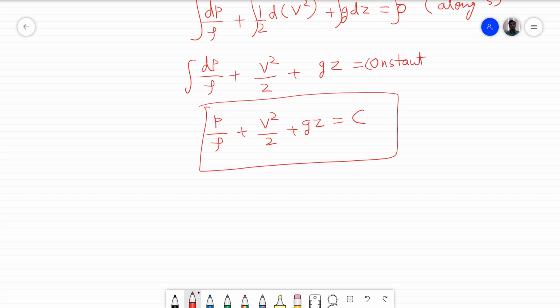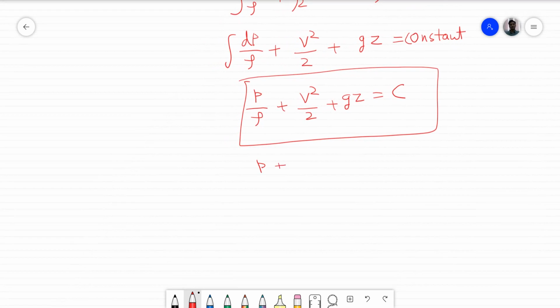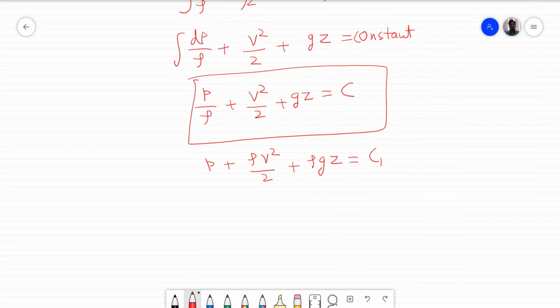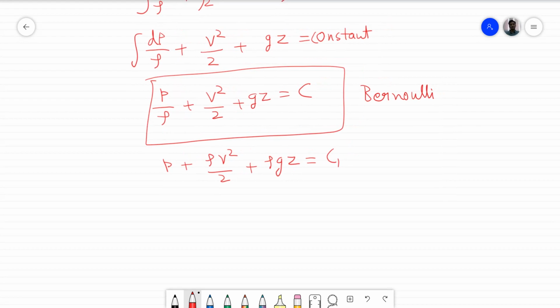Now some people also write this as p plus rho v square by 2 plus rho gz equal to some other constant c1, because density is anyway constant here. So both of these formulae are fine. This is known as the Bernoulli's equation, or Bernoulli equation.